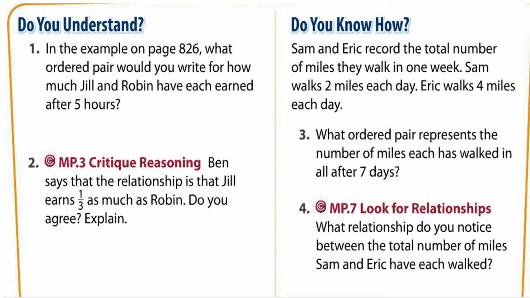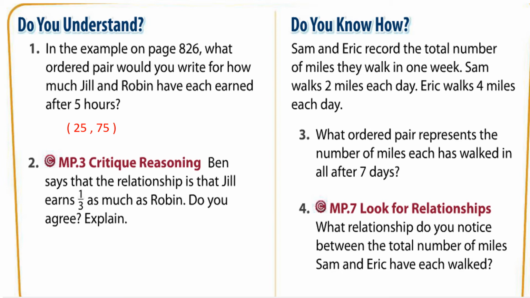And Robin, I'm going to add 15, because the rule of Robin is what? It's 15. So I stopped after 4 hours with 60 for Robin. So I'm going to add another 15 to get how much money he got after 5 hours. Of course, it will be $75. So Jill has earned $25 after 5 hours, and Robin has earned $75. So the ordered pair will be exactly 25 and 75.